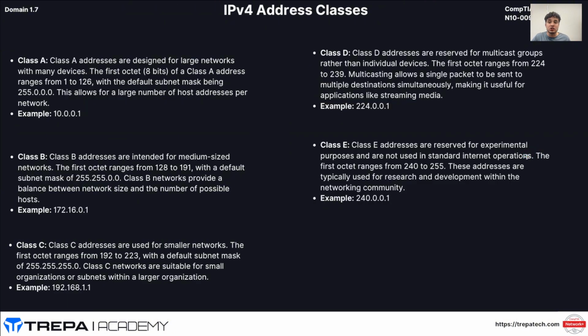Now our classes. So this is going to be our original classful IPv4 addresses, okay? So class A would be 1 to 126 in the first octet. Class B in the first octet would be a range of 128 to 191. Class C would be 192 to 223 in the first octet. And then class D is going to be 224 to 239 in the first octet.